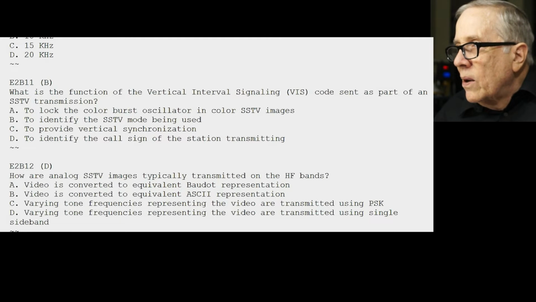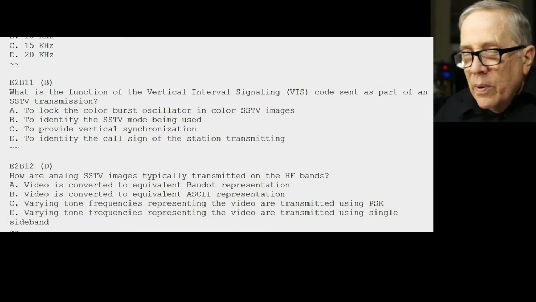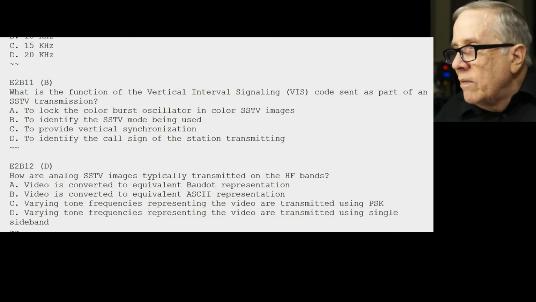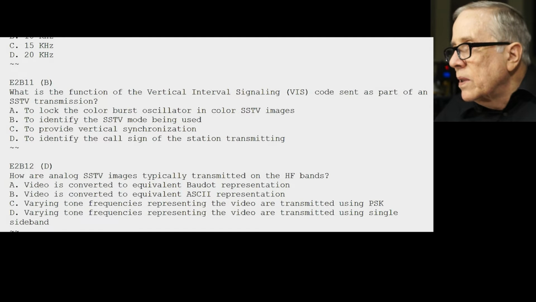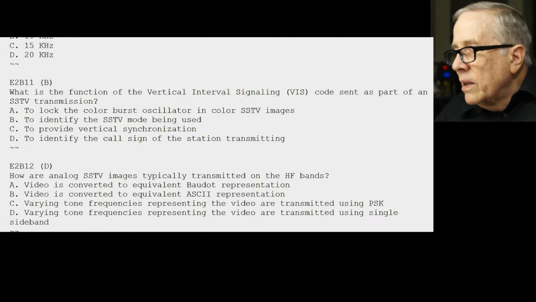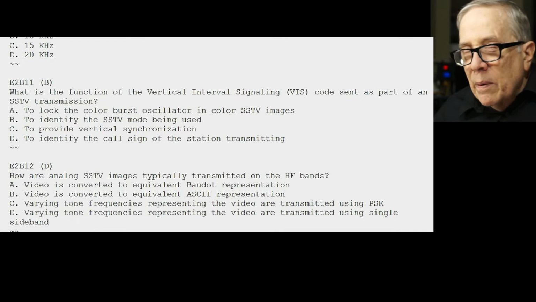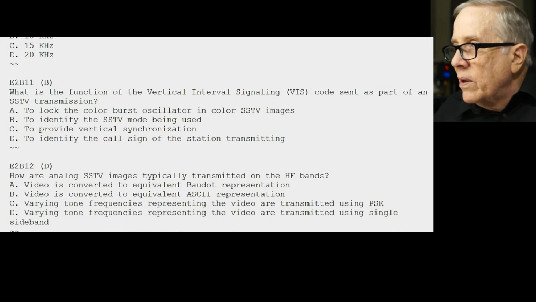E2B12. How are analog SSTV images typically transmitted on the HF bands? And that's with tones, varying tones. So it's D, varying tones representing the video are transmitted using single sideband. And for example, in 20 meters, if you go to 14.230, you'll hear lots of guys doing that and having fun.